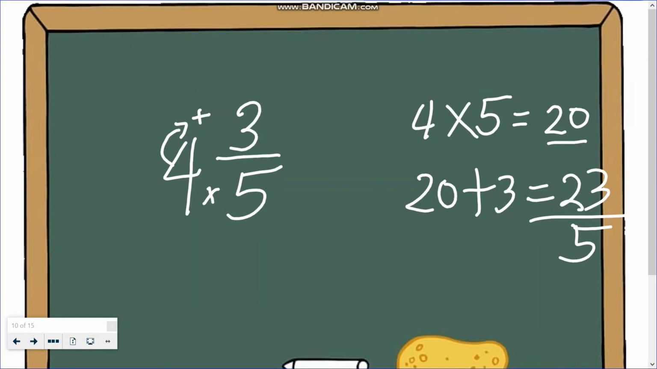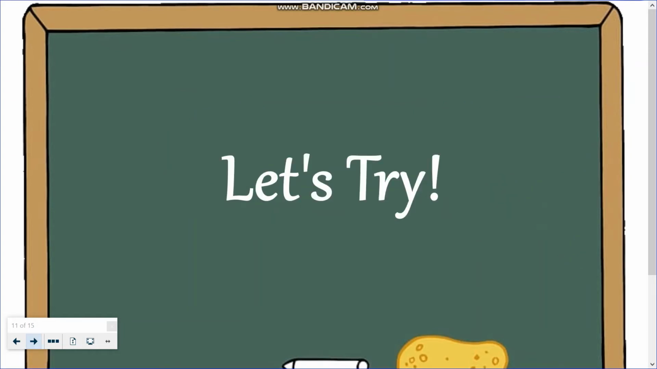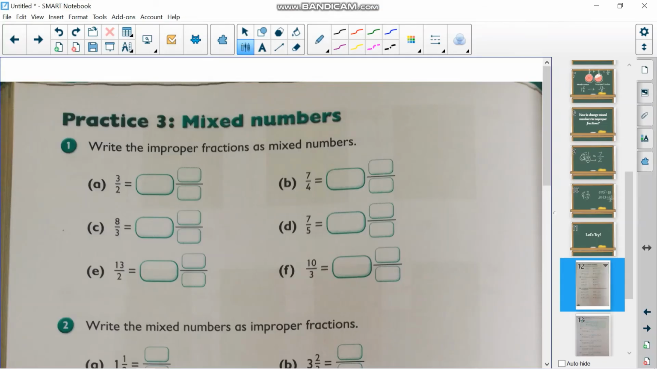Now, let's try to answer the practice exercises in your workbook. Practice 3, page 144 to 146. Let's start with number 1. Write the improper fractions as mixed number. So, in order for us to convert improper to mixed number, we have to divide the numerator by the denominator. So, let's start with letter A, 3 over 2.